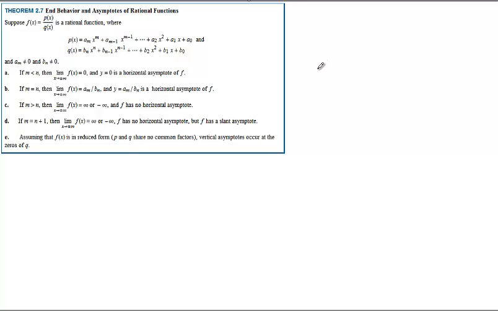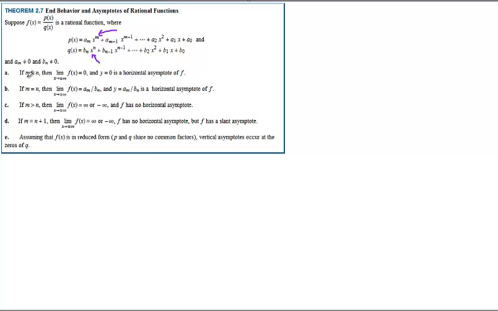This is a summarization of what we just looked at with our examples. We're looking at rational functions. The degree in the numerator is going to be our m. The degree in the denominator is going to be our n. Just so that you'll know what these rules are talking about to begin with.